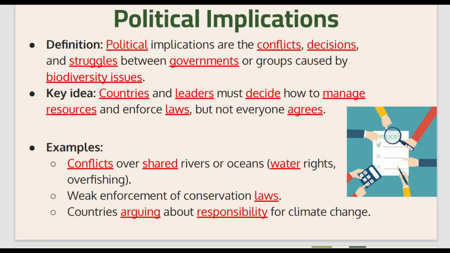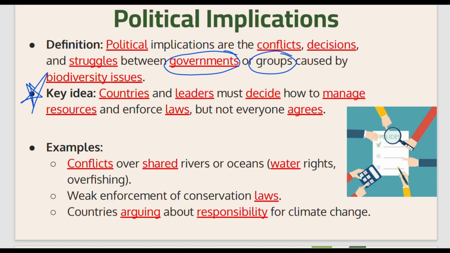So a big one with this is that it's a lot of times dealing with governments or groups. And the key idea with this is countries and leaders must decide how to manage resources and enforce laws, but the issue is that not everyone agrees. Some countries have different priorities. Not all countries have the same priorities, and so this can influence what their wants are for certain laws and mitigation practices and stuff like that. So this idea that sometimes not all the groups agree on how to manage those resources or how to enforce those laws can cause these big negative implications or these big conflicts between these groups.